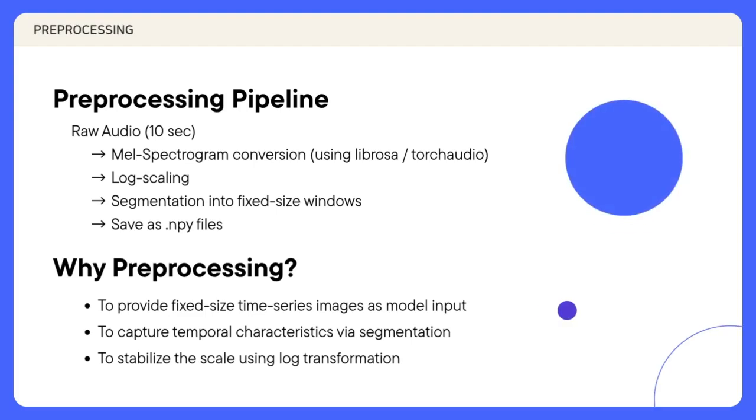Our pre-processing pipeline was, first, to convert each 10-second audio signal to a mel spectrogram. Second, apply log scaling to reflect human hearing characteristics. Third, segment every spectrogram into fixed-size windows and save them as NumPy arrays. This pre-processing prepared a fixed-size time series image as model input, allowed temporal features to be captured via segmentation, and stabilized the scale with the log transform.